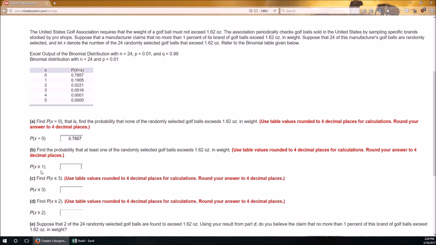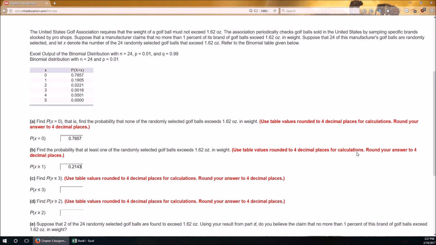this is equal to 1 minus the probability of x equals 0. Complementary event. The complement of x greater than or equal to 1 is x less than 1, which actually is just x equals 0. The probability of an event is 1 minus the probability of its complement. So the probability of x greater than or equal to 1 is 1 minus the probability x equals 0. 0.2143. Round to 4. Okay.